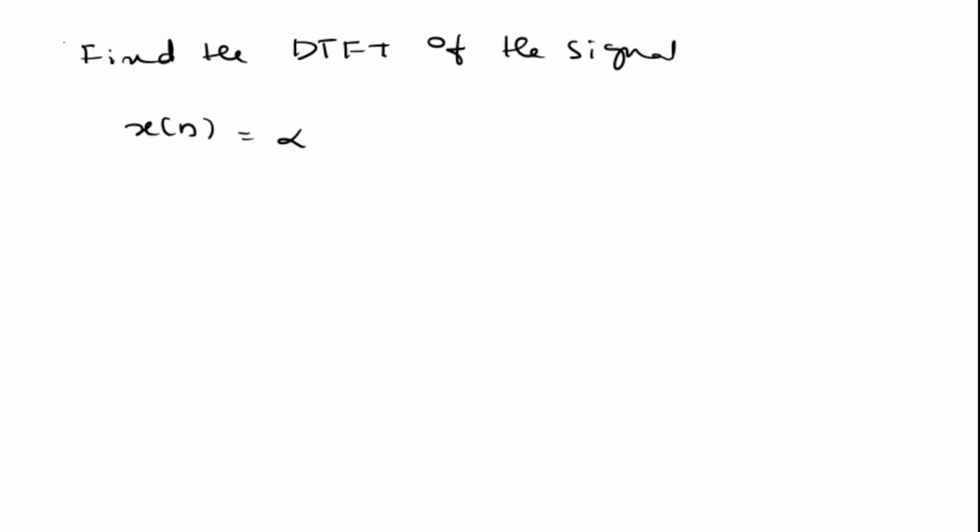Find the DTFT of the signal x of n is equal to alpha to the power n sin omega naught n into u of n, mod of alpha is less than 1.